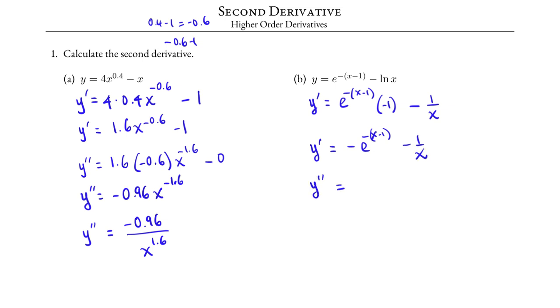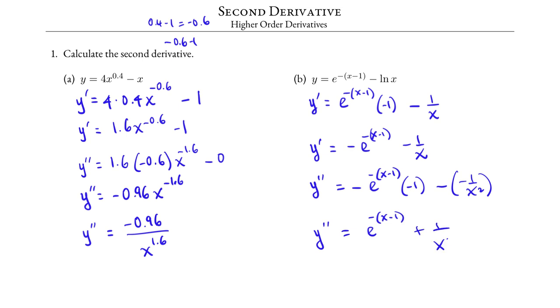Y double prime is now negative e to the negative x minus 1, and again chain rule, negative 1. The derivative of 1 over x is negative 1 over x squared. Y double prime is therefore positive e to the negative x minus 1 plus 1 over x squared.